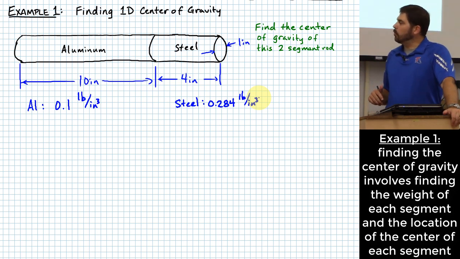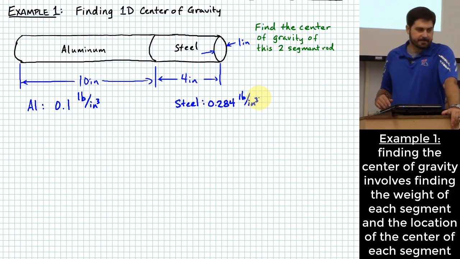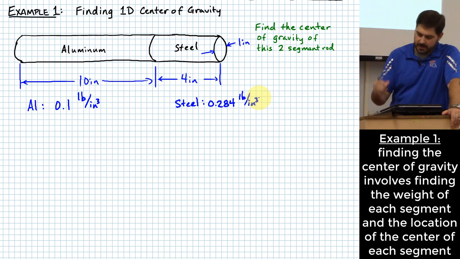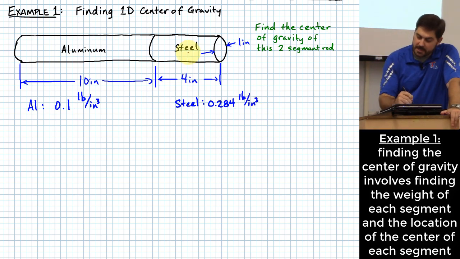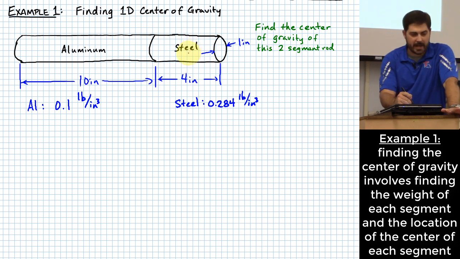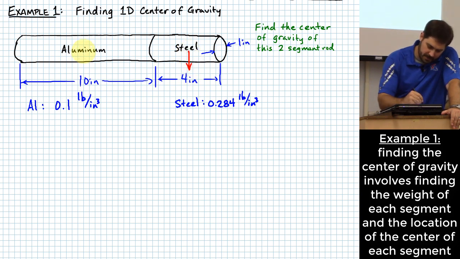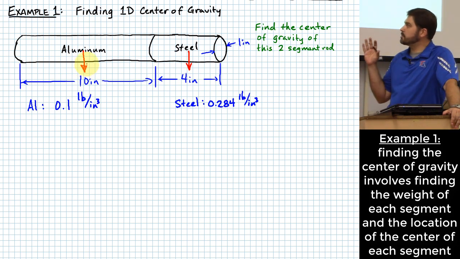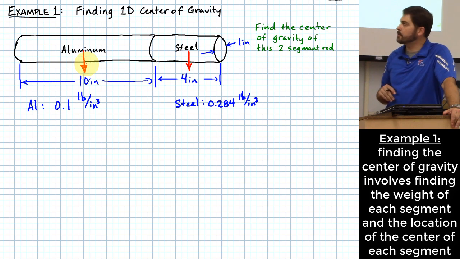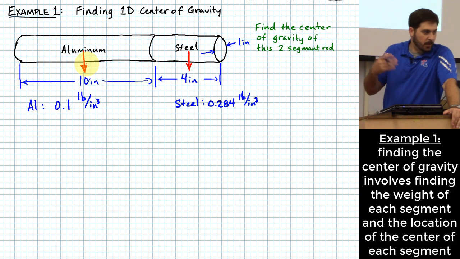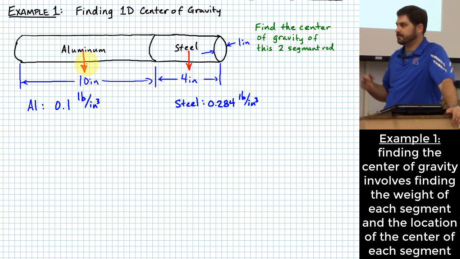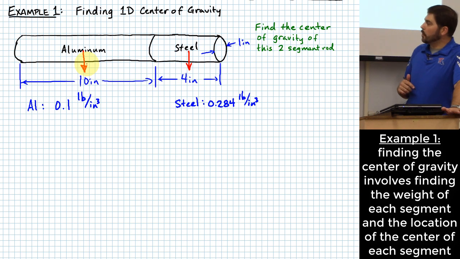Good so far. What do I need to do to figure out this center of gravity? Find the weight of each segment. I need to figure out, first of all, what's the center of each segment and how much weight acts at each segment. So the steel segment right here is going to have a weight to it, and the aluminum segment here is going to have a weight to it. Because of the symmetry of the steel about itself and the symmetry of the aluminum about itself, I know where each of those weights should act. The weight of the aluminum should act at the middle of the aluminum. The weight of the steel should act at the middle of the steel. Okay? So those are the things we need to find.